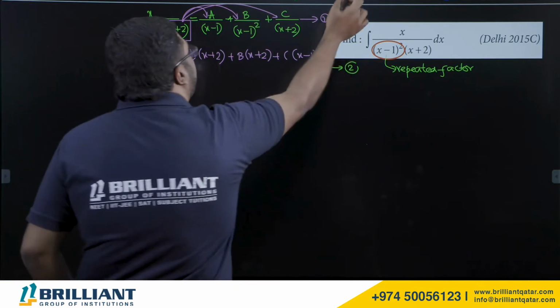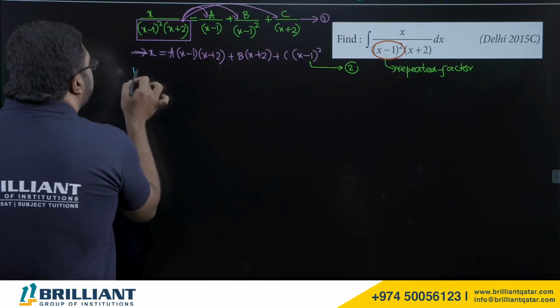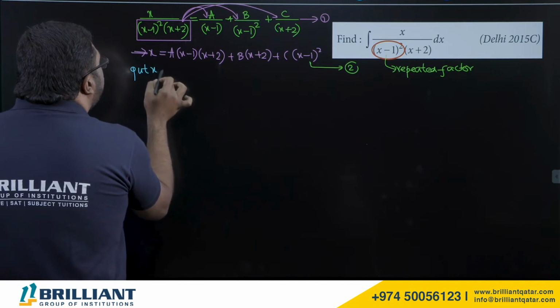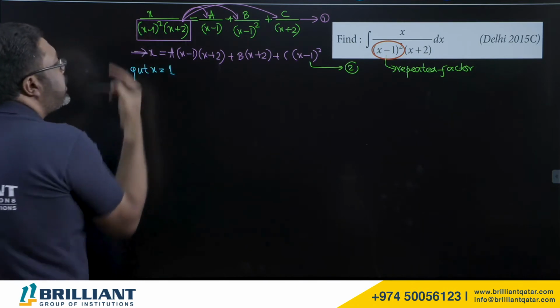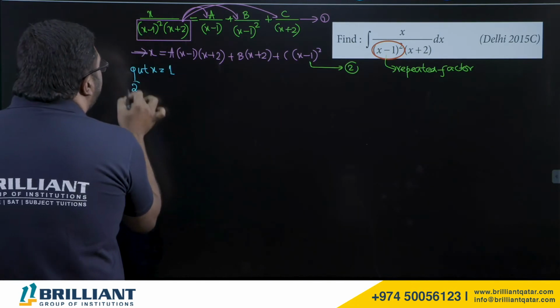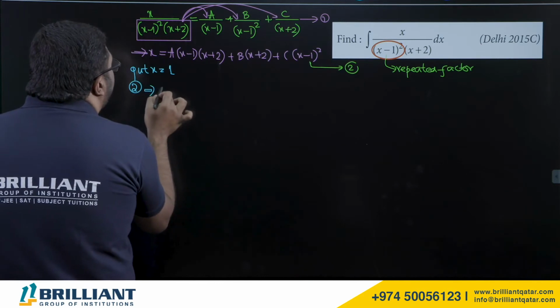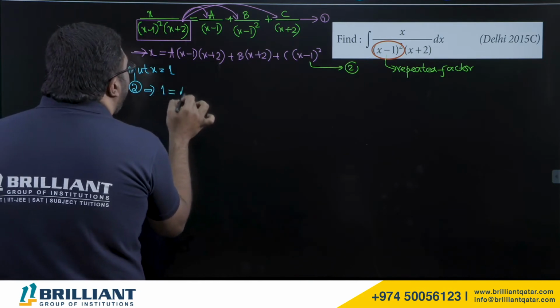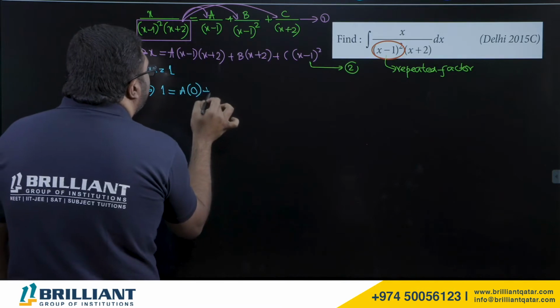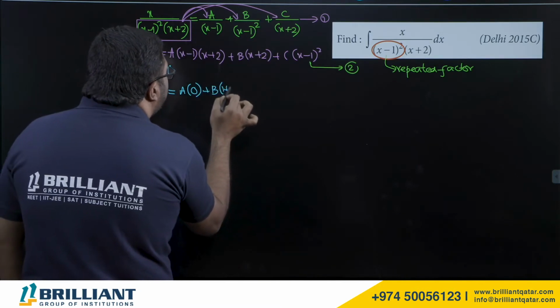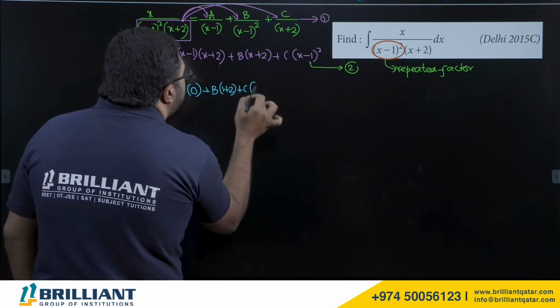Okay? So careful here. Put x is equal to 1 because 1 makes it 0, right? So equation number 2 implies 1 is equal to a into 0, b into 1 plus 2, and c into 0.